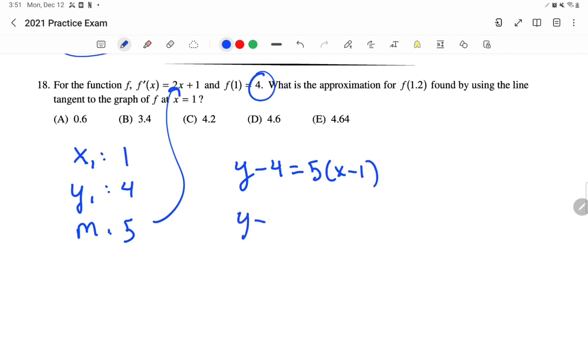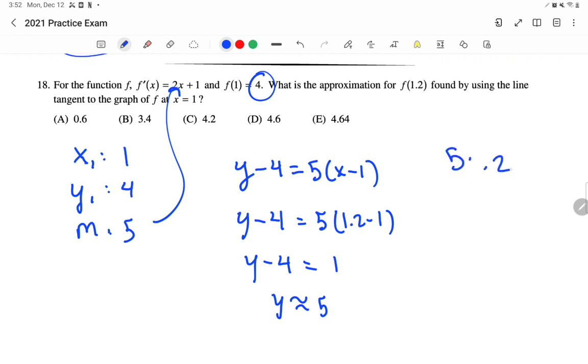Then we're going to plug in 1.2 where we see x to get the approximation. So y minus 4 equals 5 times 0.2. 5 times 0.2 is 1. So y is approximately equal to 5. I think I messed that up there.